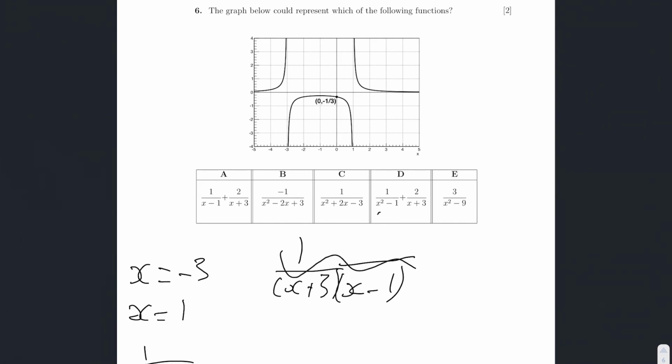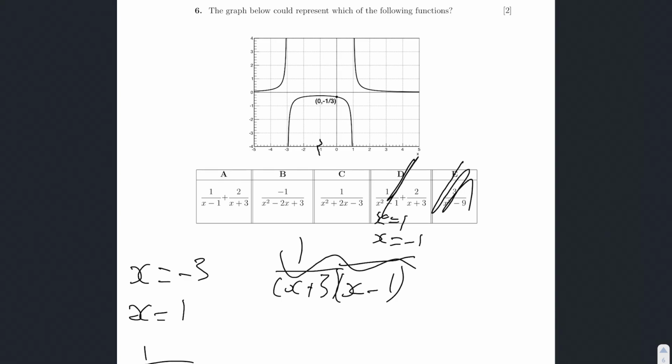D has asymptotes at x equals 1 and x equals minus 1, and there's no asymptote at x equals minus 1, so D is out, and so is E, because it has just asymptotes at plus and minus 3. So, now let's look at the points they have to go through.